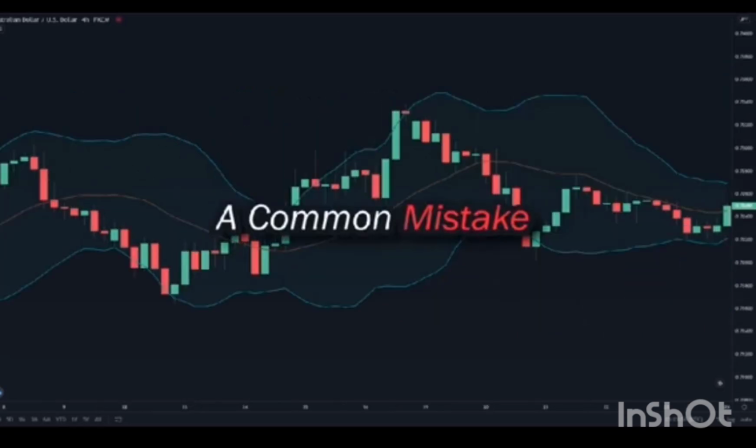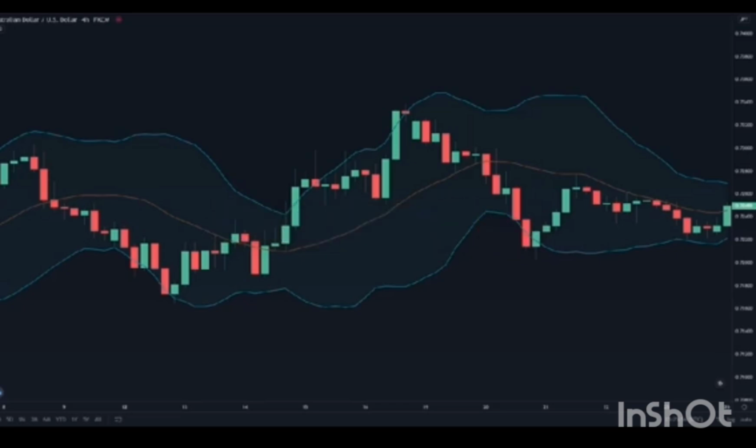So a common mistake that I see traders make is that they use the Bollinger Bands as an overbought and oversold indicator. So they sell when the price hits the upper bands and buy when the price hits the lower bands. Now, let me explain why it's a bad idea to use this strategy.